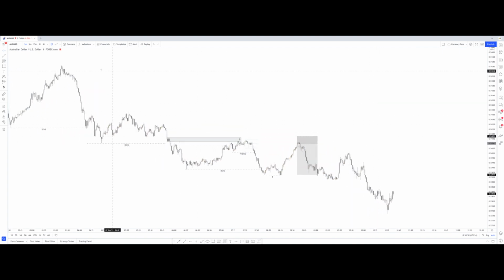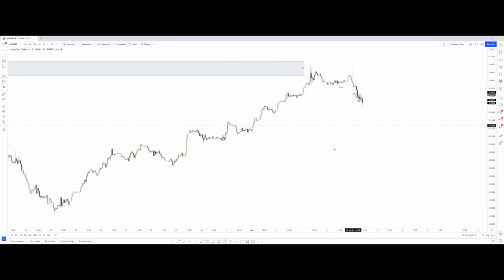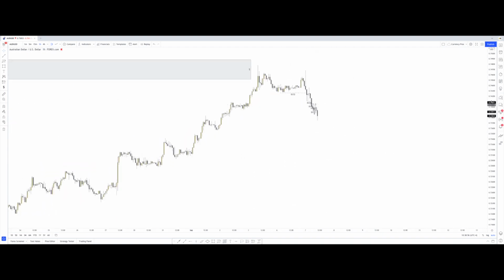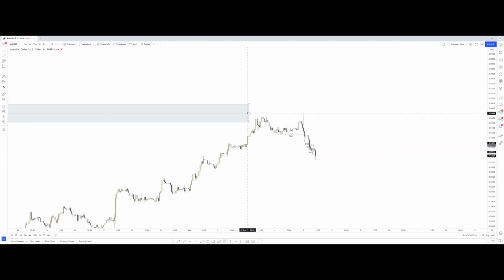Now, the bias on this pair begins on the 1 hour time frame for me. So in the weekly analysis video, I already went over this, but we had a higher time frame level of supply here. Right, we had a significant supply zone. Price reacted to that strongly. We traded away from it, came back into it, mitigated it some more, and then traded away once again.